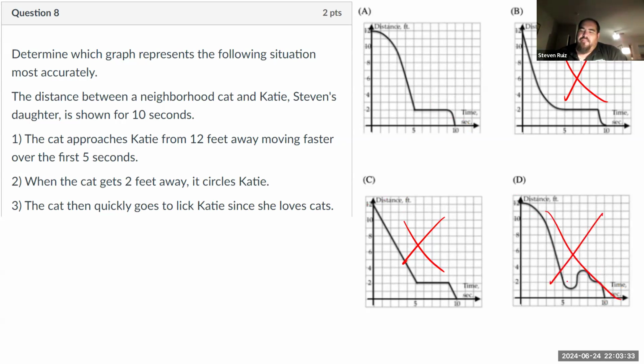Because what's happening from 5 seconds onward, the distance is in constant transition here. That can't be true if the cat's just walking in a circle. So without even looking at the third clue, actually, let's make sure it makes sense. The cat then quickly goes to lick Katie. The distance rapidly goes from 2 to 0. So I think A is the only one that encapsulates all of those criteria.